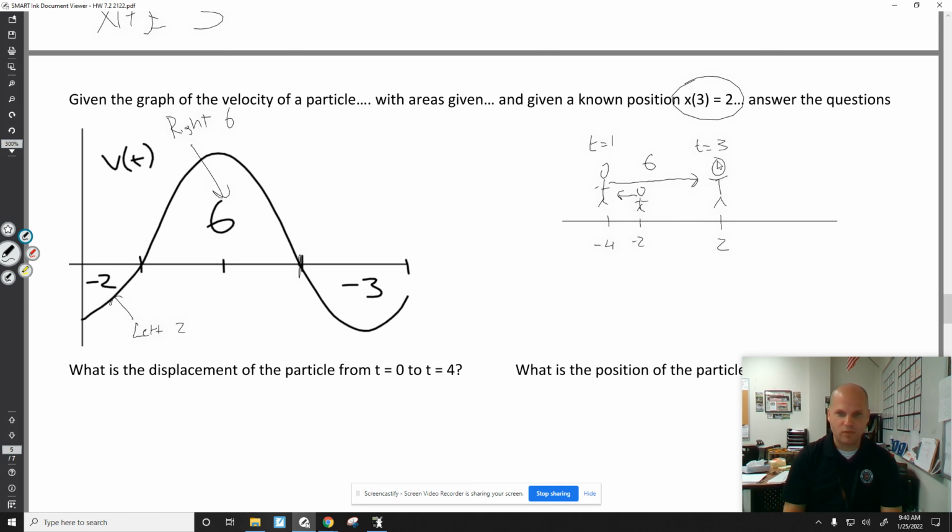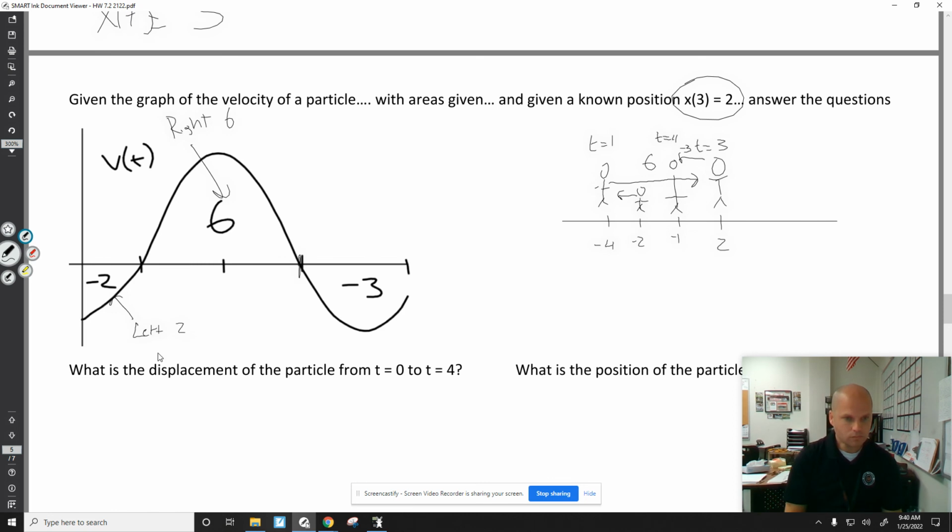And then I finish off by moving to the left 3. Here at t equals 3, I'm at 2. Move to the left 3. I'll end up at a position at time 4 of -4.